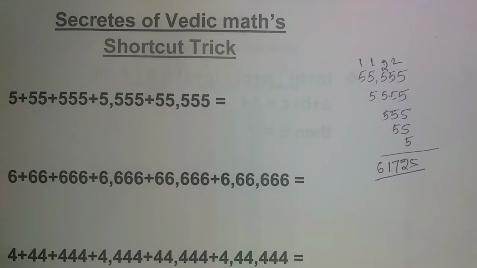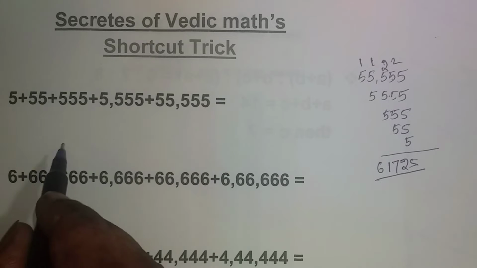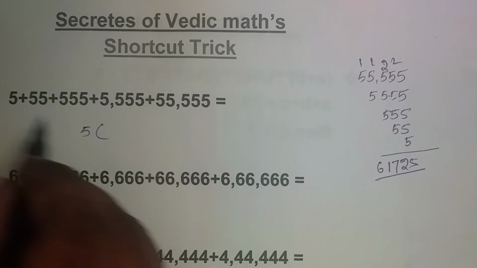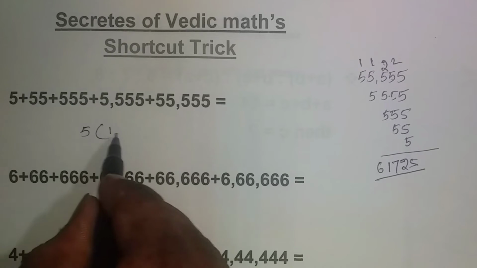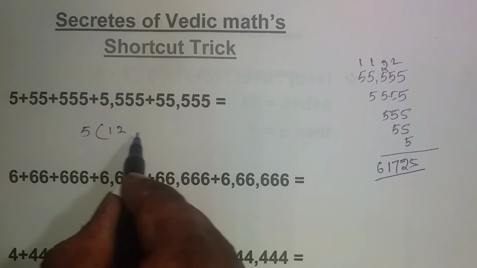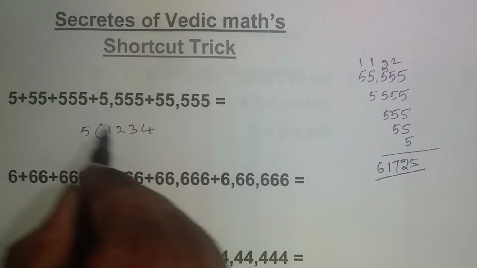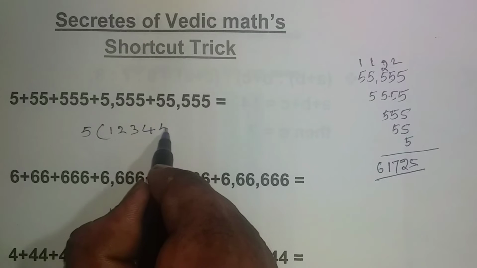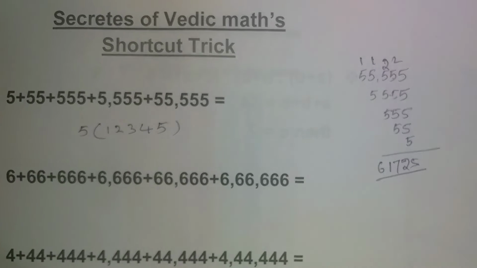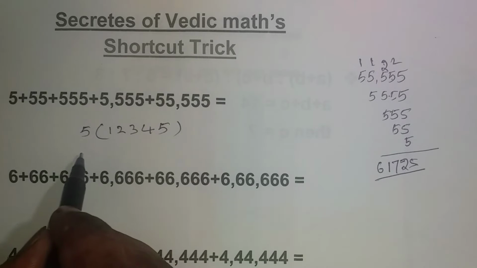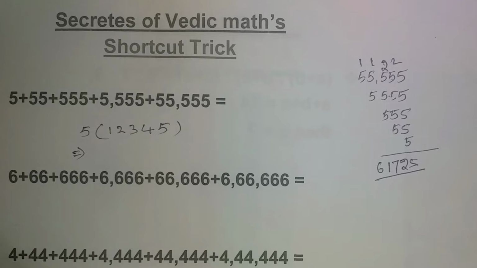shortcut method. What is the shortcut method? The shortcut method is very simple. That is, what 5, 1, 2, 3, 4, 5. In this shortcut method, we can find out the value. How? You just multiply it. What? 5.